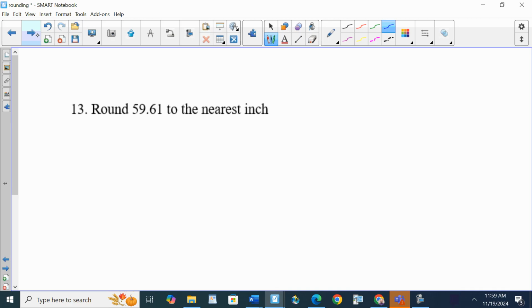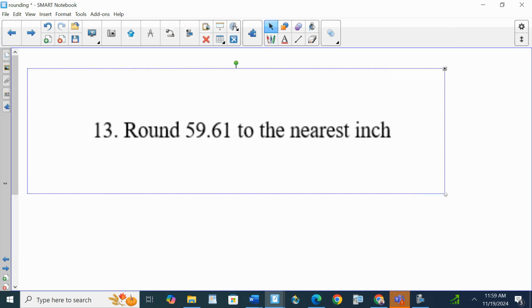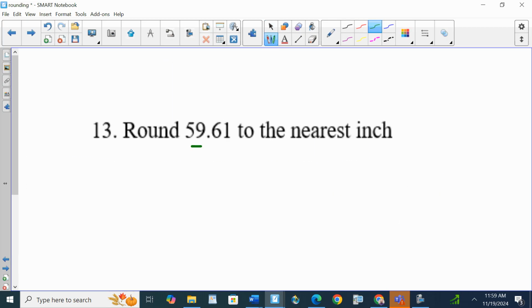Round 59.61 to the nearest inch. Well, inch is a unit, 0 decimal places. Let's make this a little bit bigger. So I'm going to underline the unit spot, draw a line. Is the next digit 5 or higher? Yes. So when you're rounding up a 9, look at this as one big number, 59. If 59 goes up, what's after 59? 60.